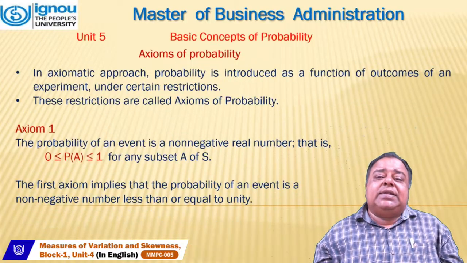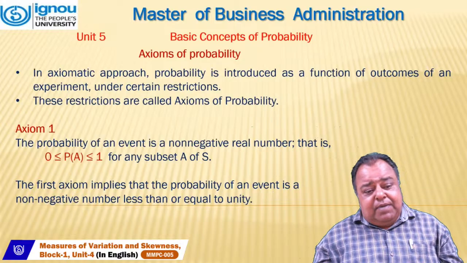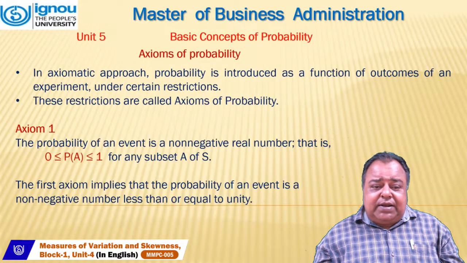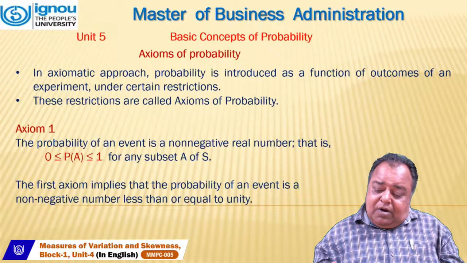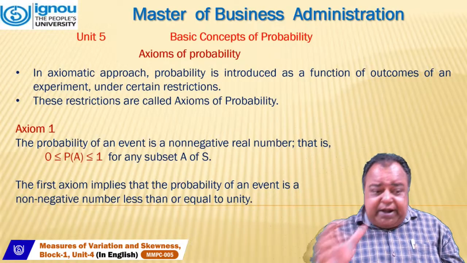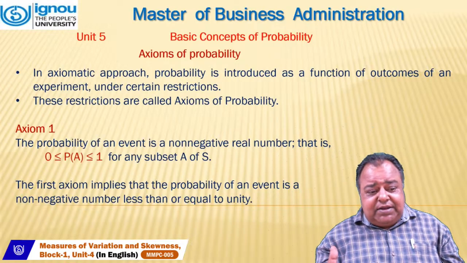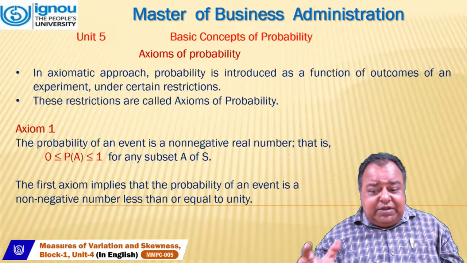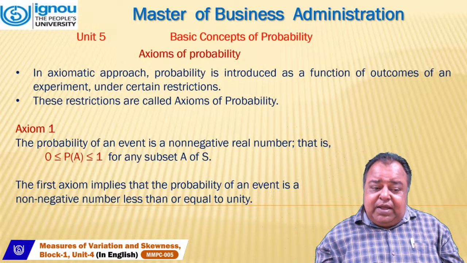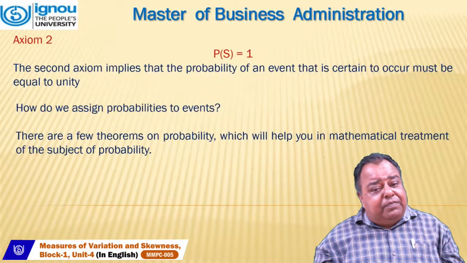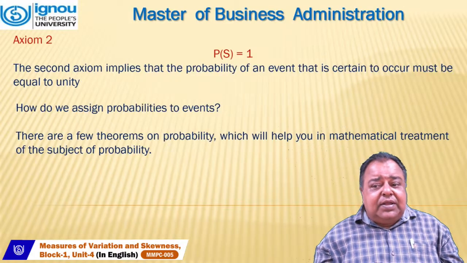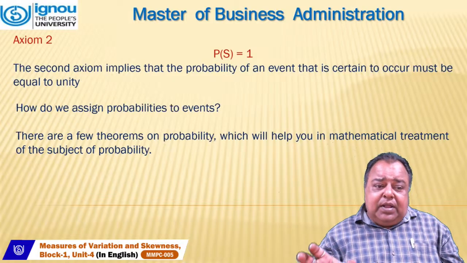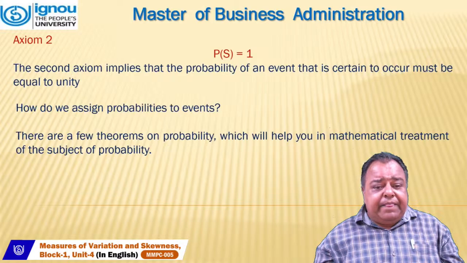Now, the basic concept of probability, that is the axioms of probability. We are aware that the probability of an event is a non-negative real number between 0 and 1, both 0 and 1 inclusive. Number two, P(S) is equal to 1. That means when we are writing the sample space, it is 1.